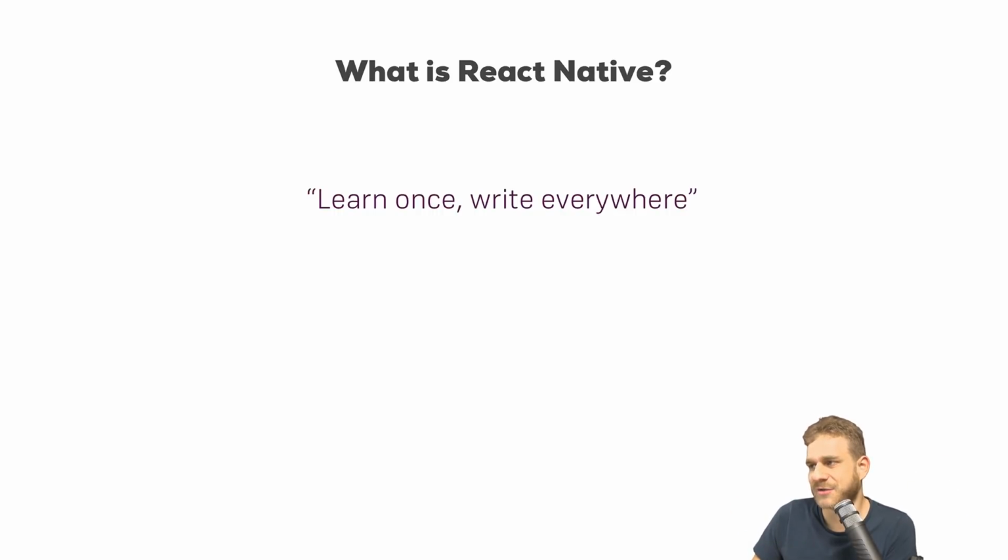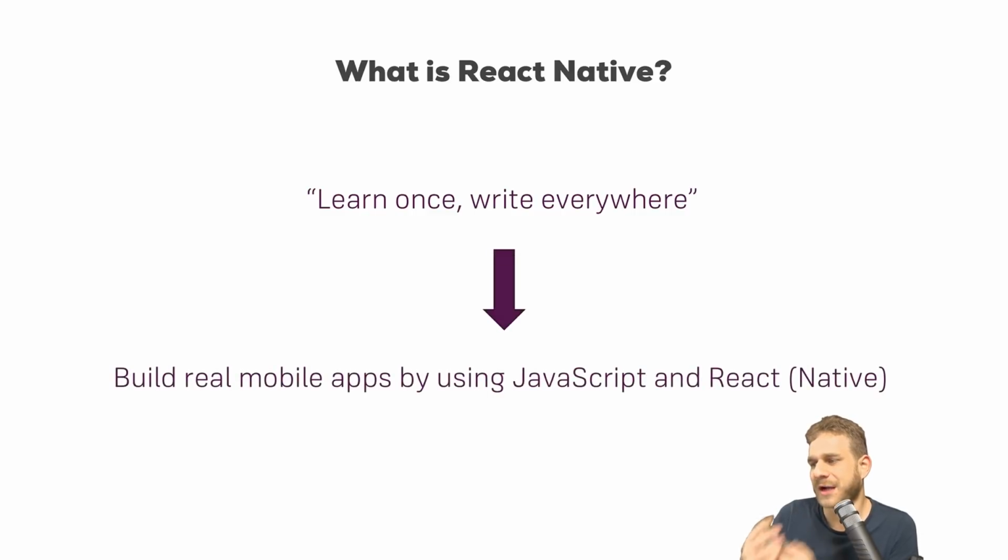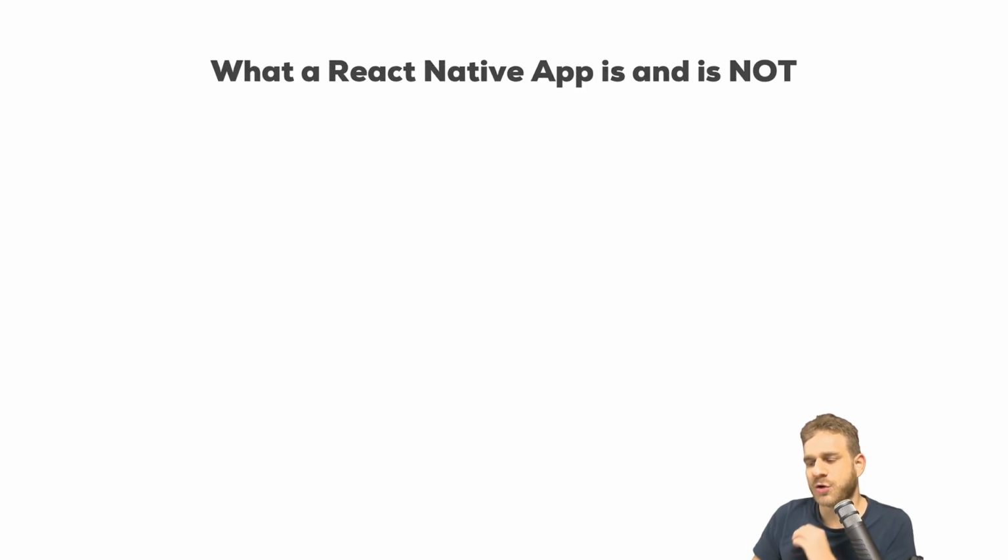The idea behind React Native, of course, still is that we write real mobile apps, and I want to emphasize that, real native apps, not wrapped in some web view or anything like that, with JavaScript and React and the React Native library, which gives us a lot of utilities, helpers, and a couple of other things you will see in this video. So what is a React Native app, and maybe more importantly, what is it not?